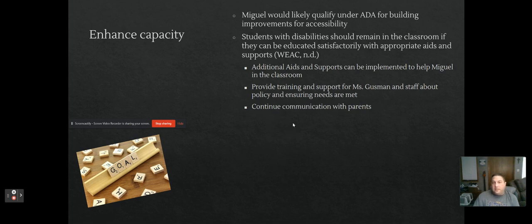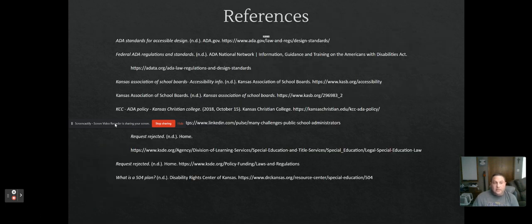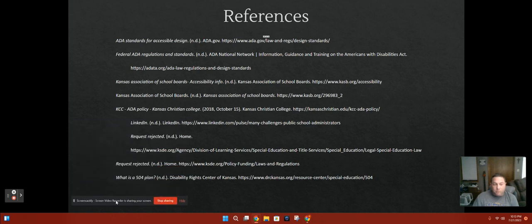We need to enhance the capacity. I have talked about this many times already, ensuring that the school, looking forward, has the appropriate supports, aids, accessibility, the training and supports used not for everybody, and that we continue communication with parents. That is the key of everything here, is communication, communication breakdown. Things weren't talked about beforehand. It should have spurred meetings, talks, phone calls, and that didn't happen.